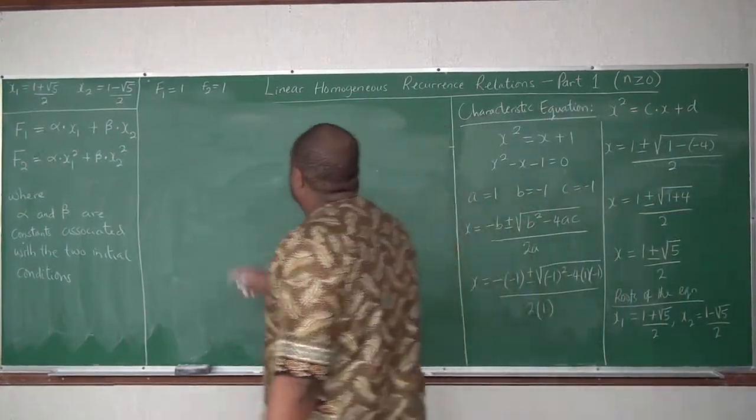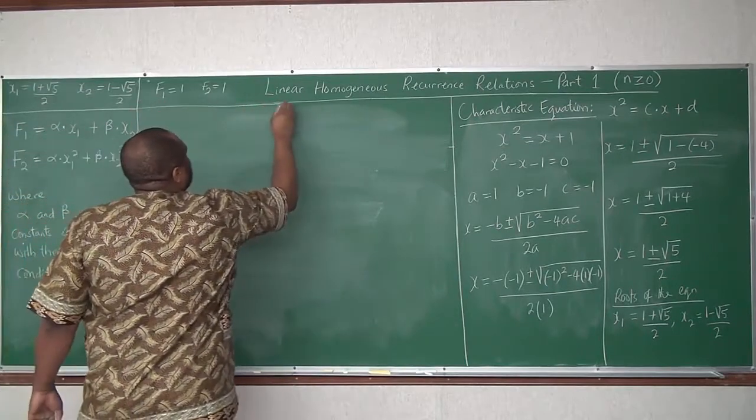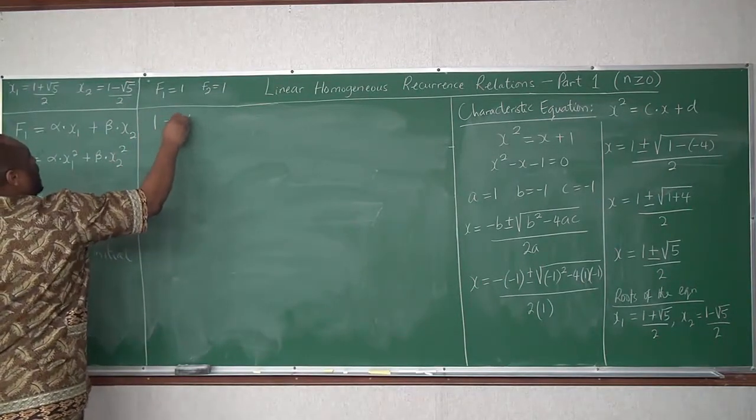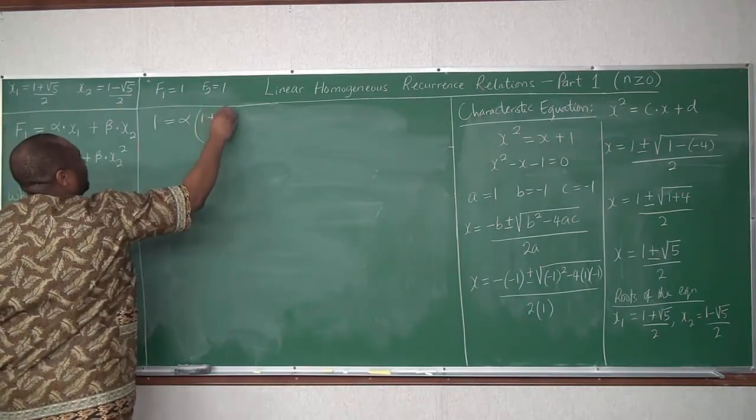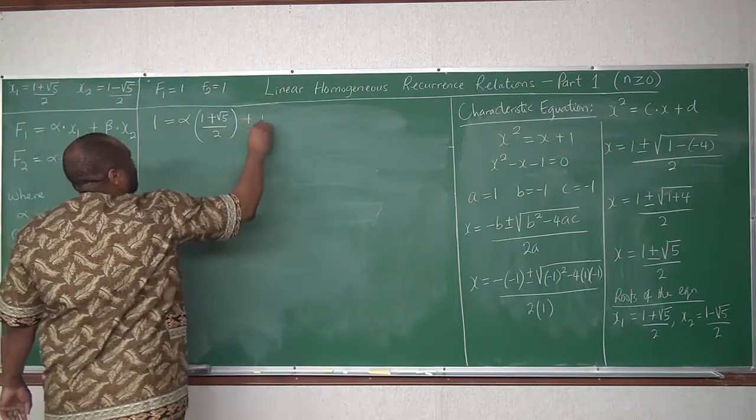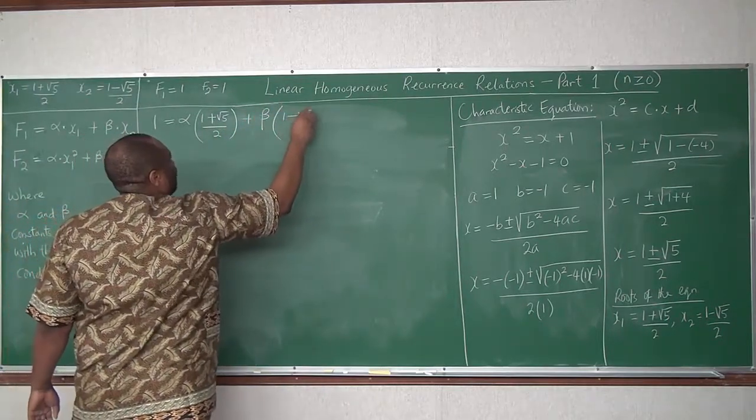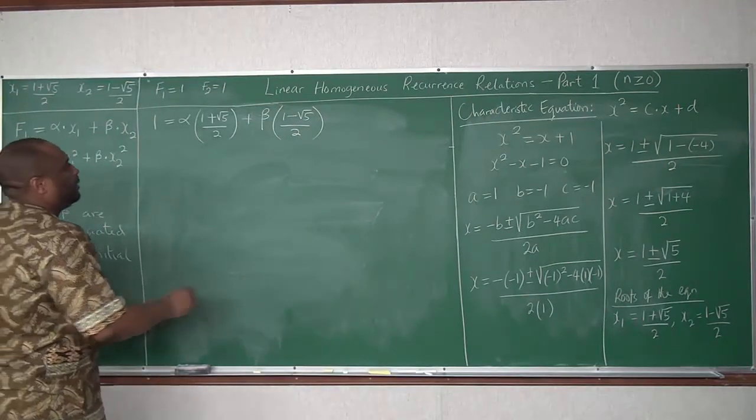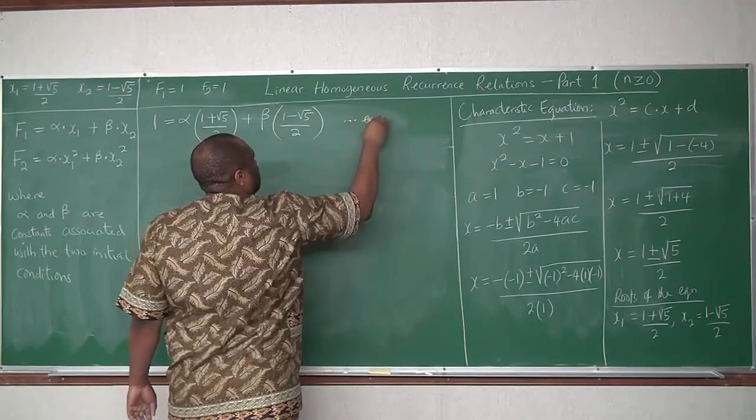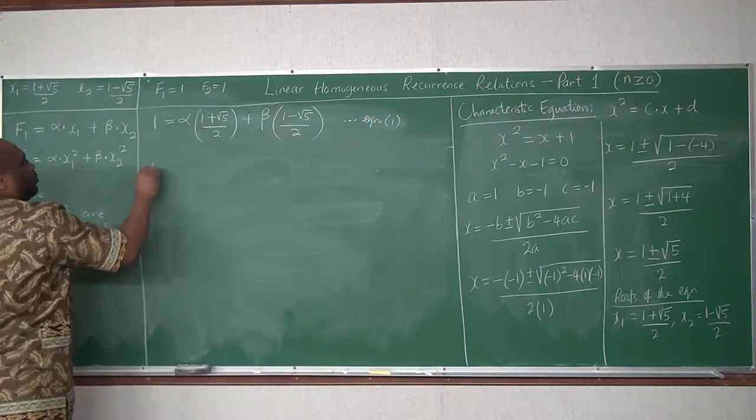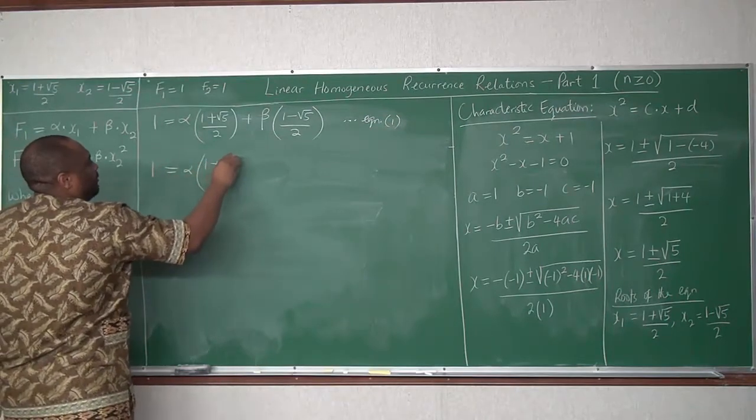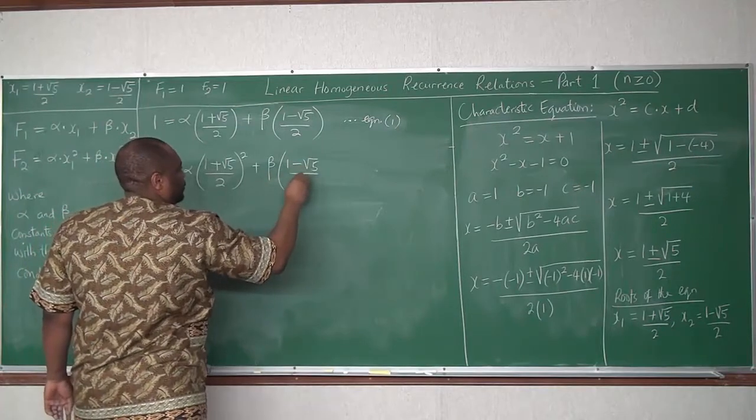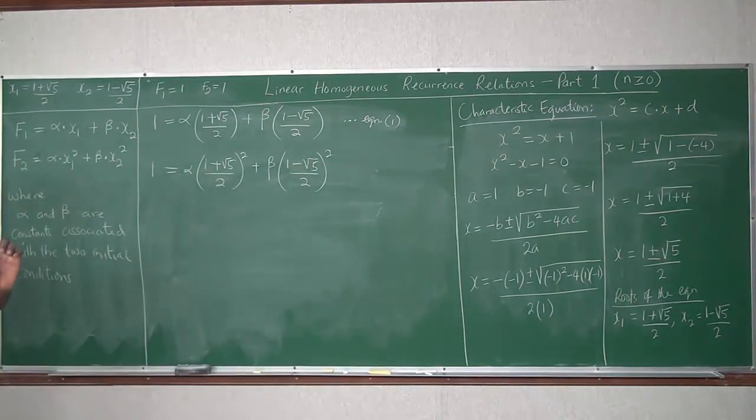Remember our F1 is 1 and our F2 is 1. So what we're going to do now is solve it. So 1 is equal to alpha times (1 plus root 5) over 2 plus beta times (1 minus root 5) over 2. Let me call this equation 1. And then the next one, F2 is 1: 1 is equal to alpha times ((1 plus root 5) over 2) all squared plus beta times ((1 minus root 5) over 2) all squared. I call this equation 2.